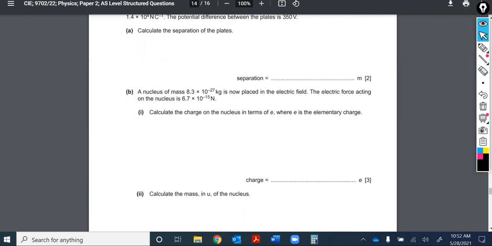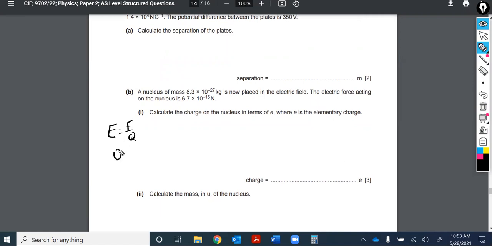Item B here says, a nucleus of mass 8.3 by 10 to the negative 27 kilograms is now placed in the electric field. The electric force acting on the nucleus is 6.7 by 10 to the negative 15 newtons. Calculate the charge on the nucleus in terms of e, where e is elementary charge. Okay. So I think we've already got the electric field, E, and we know that it's force per charge, and now we're trying to solve for the charge.